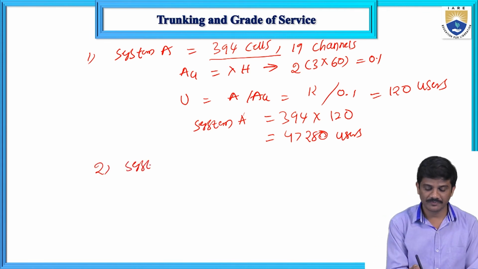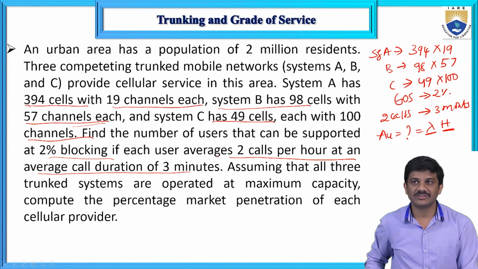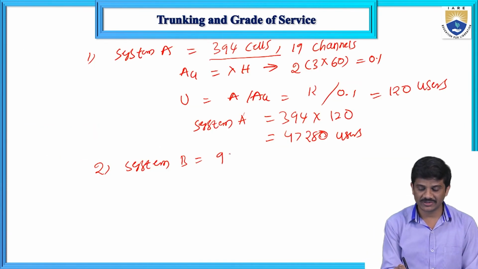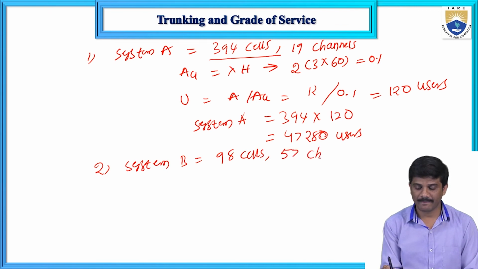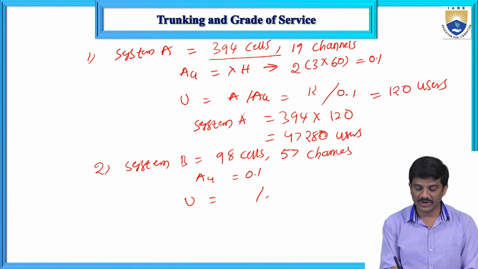System B. What is system B? How many channels, how many cells? 98 cells, 57 channels. The AU is fixed for all 3 networks, 0.1 erlangs. Then you can write AU equal to 0.1. AU, we know it. What is A? We take it from the Erlang B table.